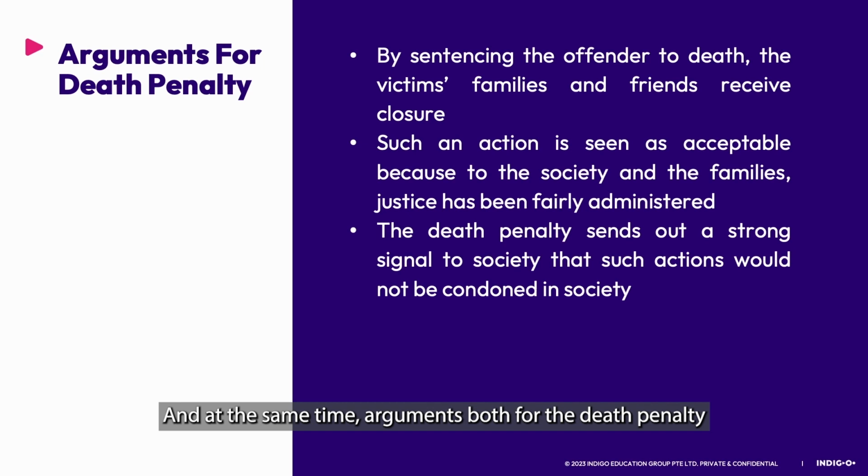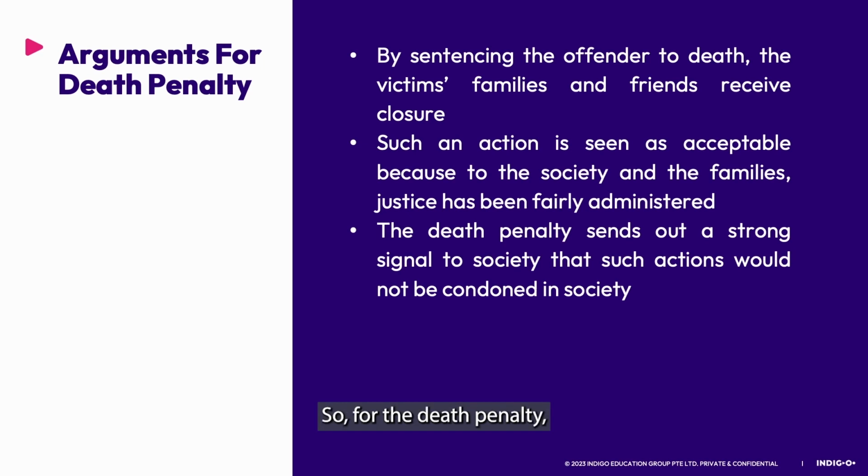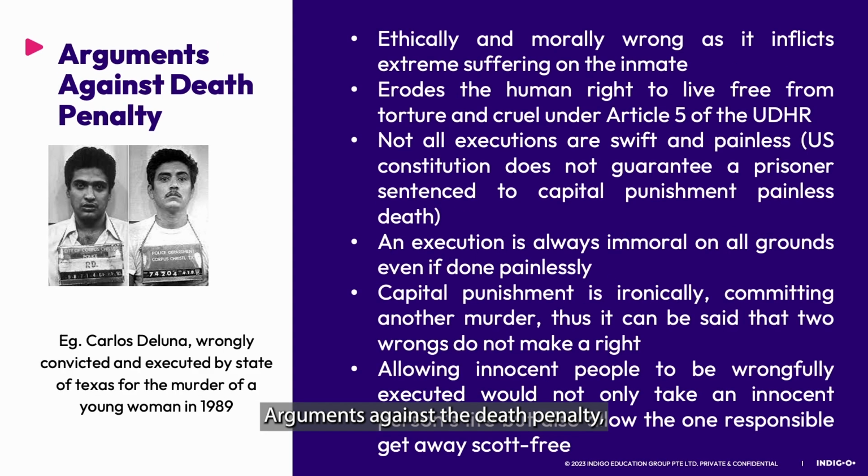And at the same time, there are arguments both for the death penalty and against it. For the death penalty, definitely you are on the side of justice. For arguments against the death penalty, you are looking at it from the point of view of the offender, and you're looking at it from the point of view of the offender being as human as the victim. So you can take a stand on either side, and you cannot be marked wrong as long as you are able to substantiate why you are on that side.